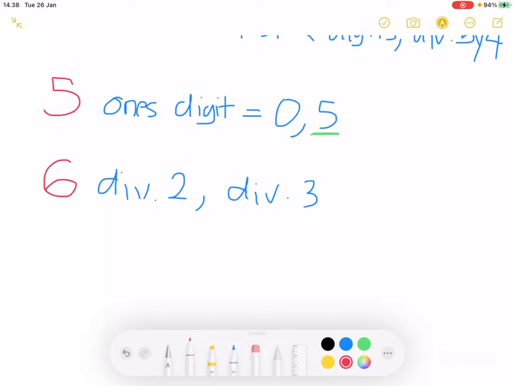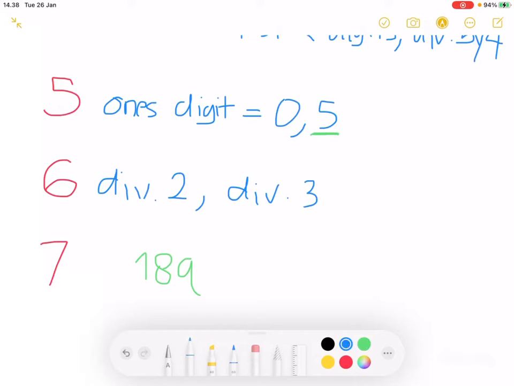Okay, 7 is again an interesting one, but also maybe hard to understand. So given a number, let's do a pretty tricky one. Let's see, 189. How about that? So we're going to test if this is divisible by 7.